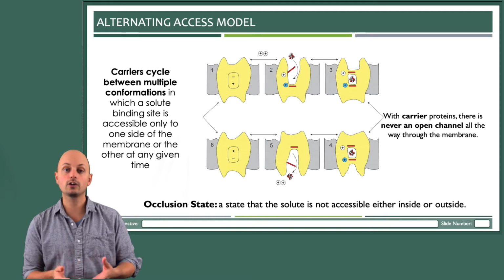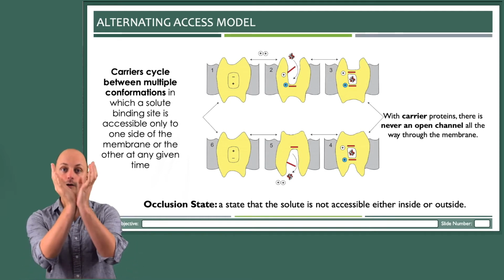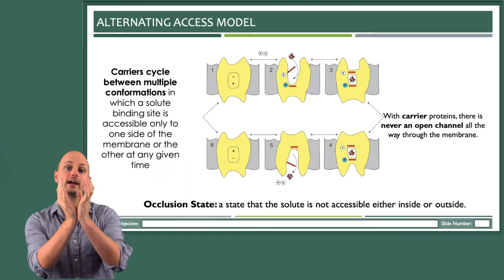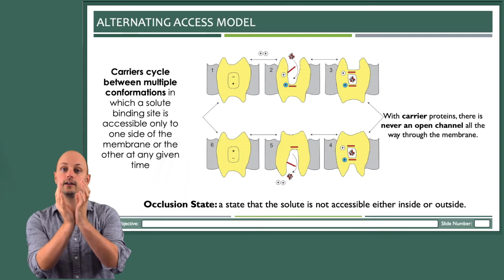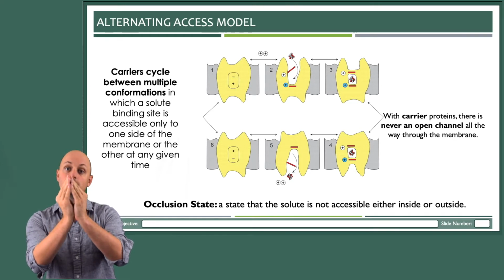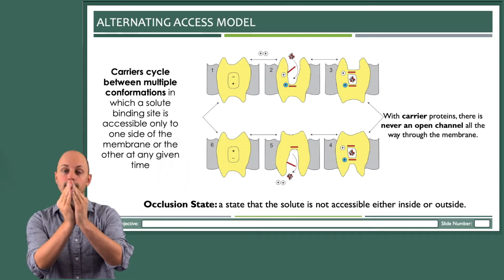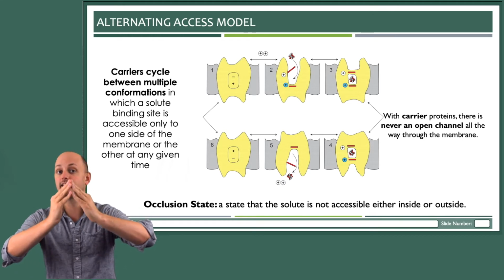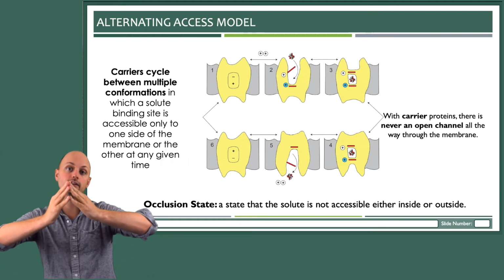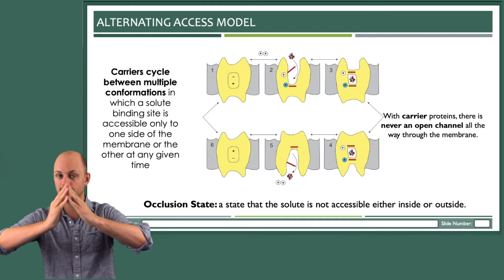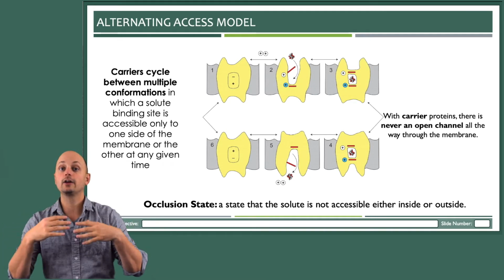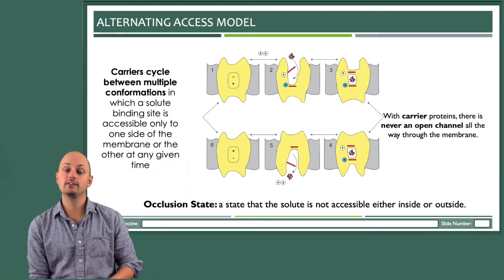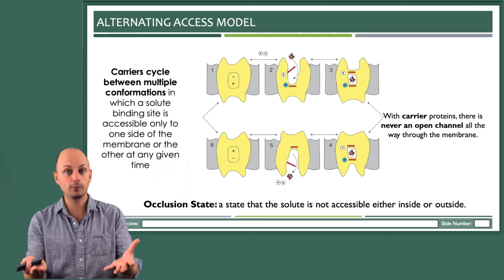Instead, a carrier will undergo a conformational change that opens up to one membrane face and allows the solutes that are in that compartment to bind to the carrier. It'll then close so that it's not accessible to the inside or the outside. That effectively traps the solutes inside, and that's known as the occlusion state. It'll then open up to the opposite side to allow the solute to unbind and get released into the opposite compartment.